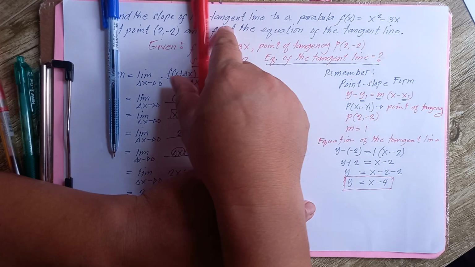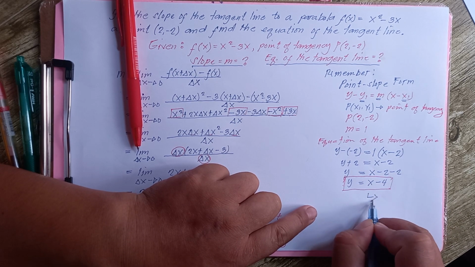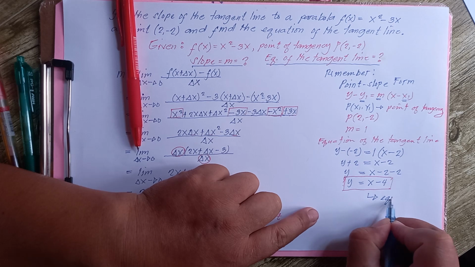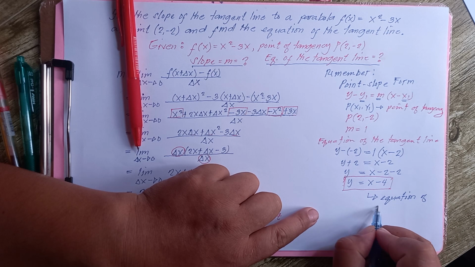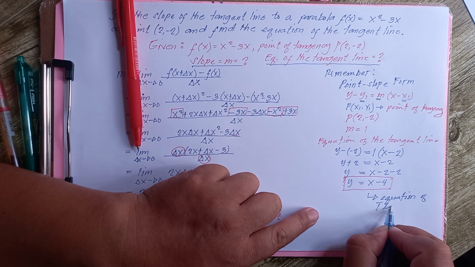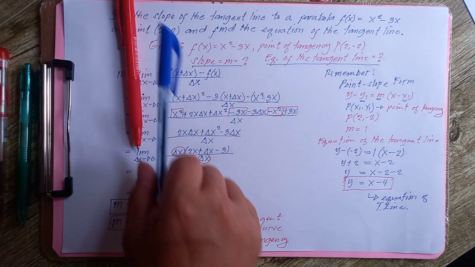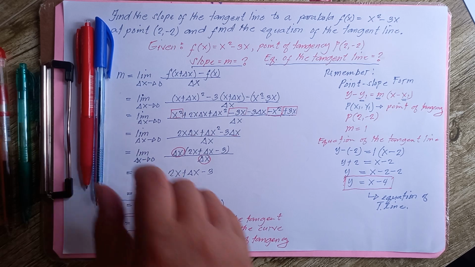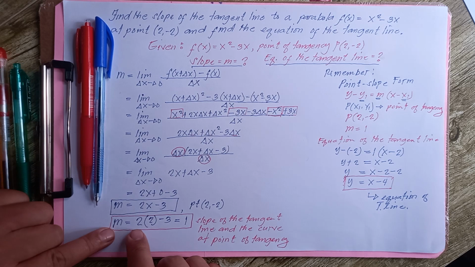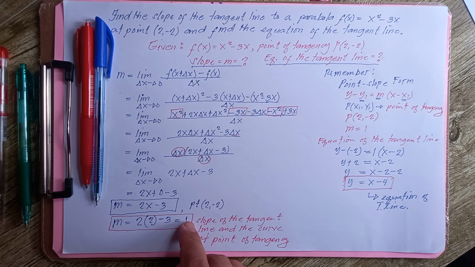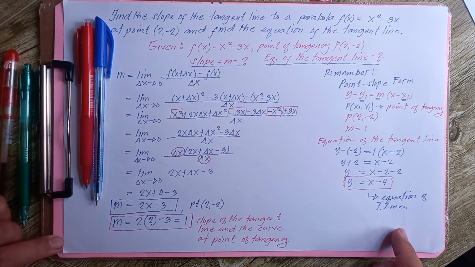And of course, what about this y is equal to x minus 4? That is now the equation we are computing, the equation of the tangent line. So we are now ready to graph the problem because we have already computed the derivative of the given function and the slope of the tangent line, and we have the equation of the tangent line. Okay, so let's make use of another paper.